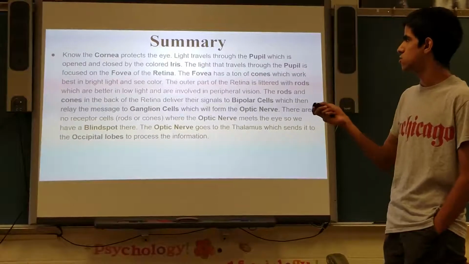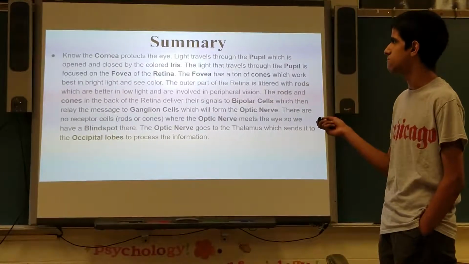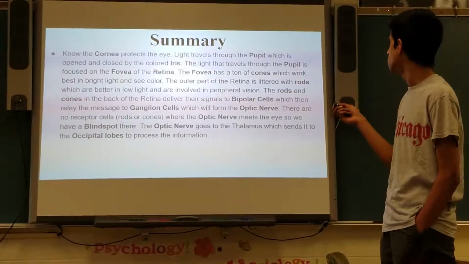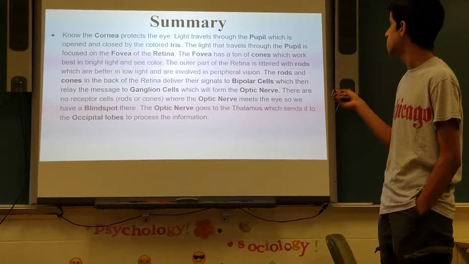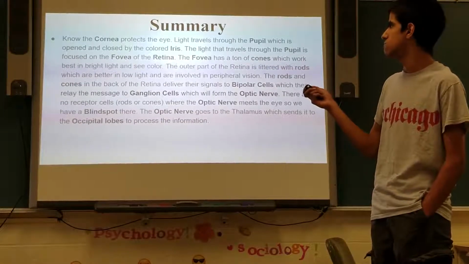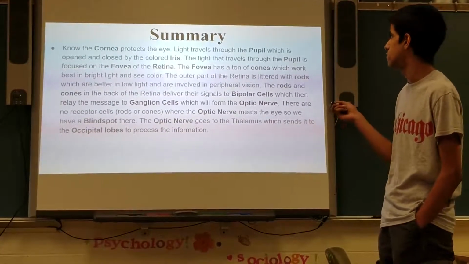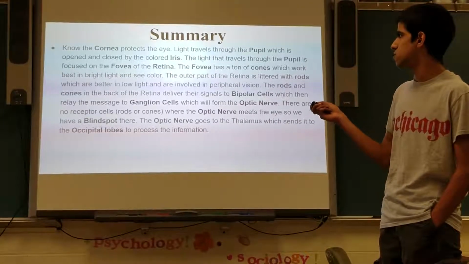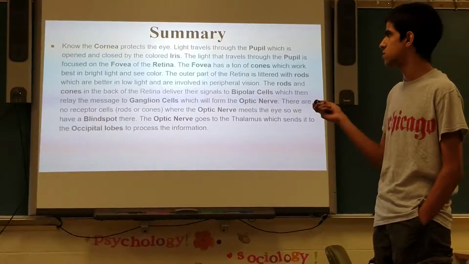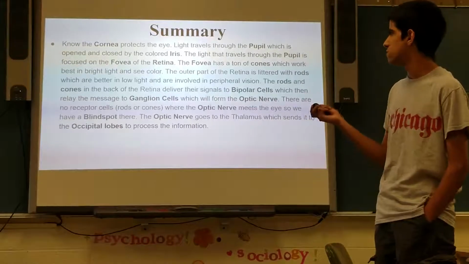So, summary of how it all works: the cornea protects the eye, it's transparent. Light travels through the pupil, which is opened by the iris. The iris is colored. The light travels through the pupil and is then focused on the fovea by the lens. The fovea has a lot of cones, which are great for bright light and color sight. So then the outer part of the retina is littered with rods, which are better in low light and are involved in peripheral vision. So the rods and cones are the receptor cells in the retina, and they deliver these signals to the bipolar cells, which then relay the message to the ganglion cells. So if you remember the order, it's bipolar then ganglion, because B comes before G. That's a way to memorize it if you want that.